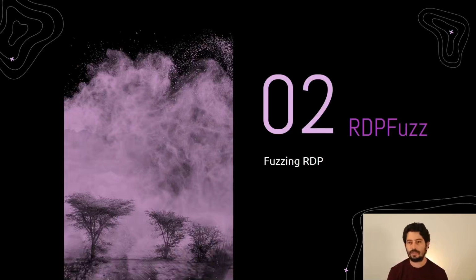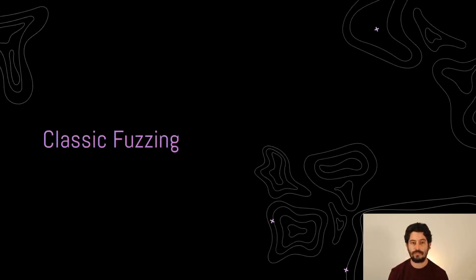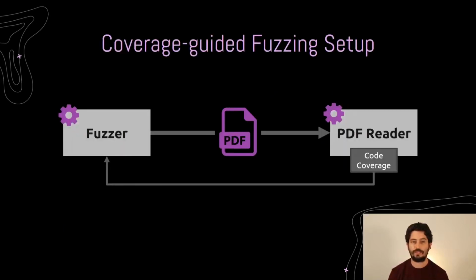Okay, so now that we have some understanding of RDP and how it works, let's start talking about how to fuzz it. But before we do that, we need to talk about fuzzing in general. So this is a classic setup of what fuzzing looks like. So what we have here is the target process on the right.